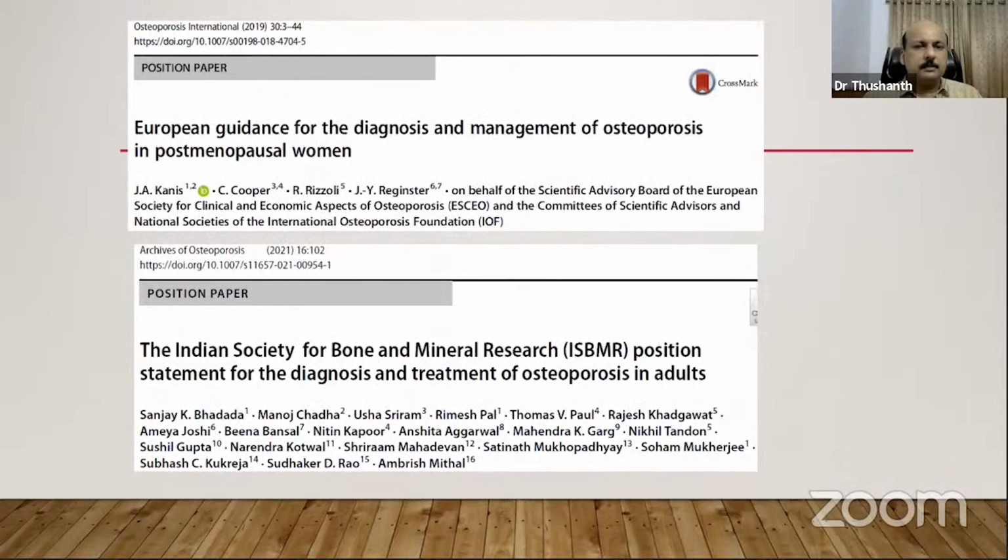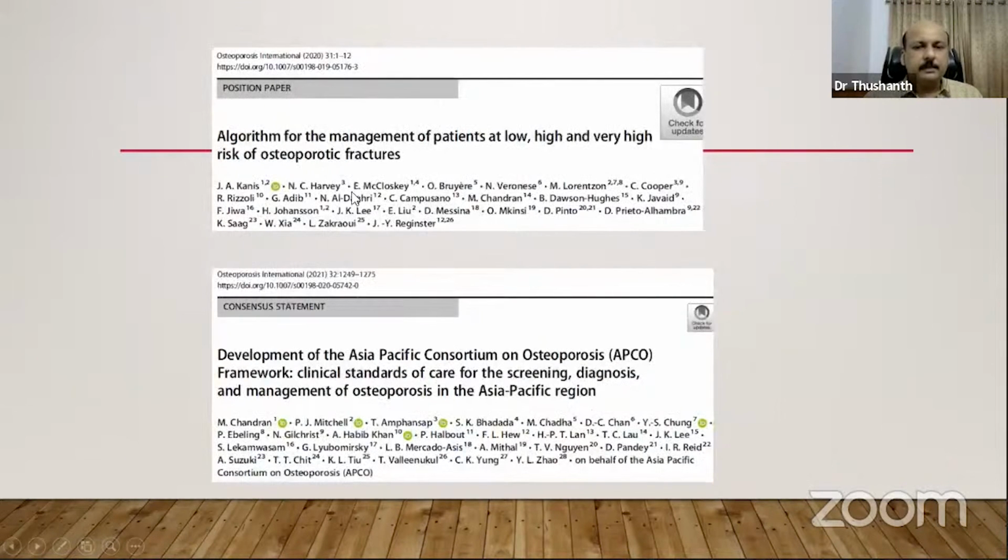And these are the guidelines which I have gone through for the preparation of this presentation. The European guidelines are there, ISBMR guidelines are there. All these are published very recently. The ISBMR guideline was published this year. And then Asian Pacific Consortium of Osteoporosis also there. And then one other position paper also is there about algorithm for the management of patients at low, high, and very high risk of osteoporotic fractures.